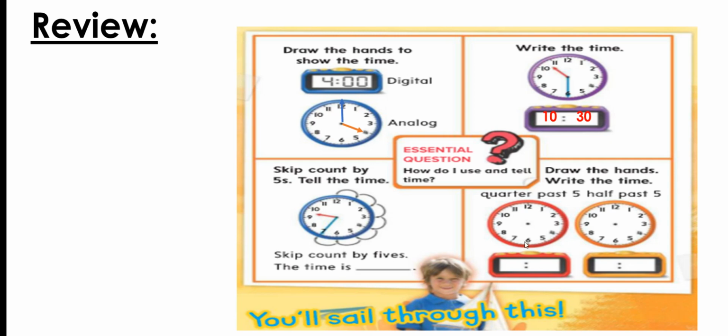Let's see this one. Let's skip count by 5s to tell the time. Let's look at this clock. The hour hand is between 9 and 10, and the minute hand is on 7. So we have to skip count by 5s to know what this minute hand means. So let's start from 0.